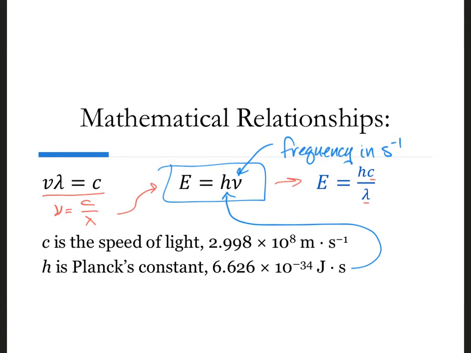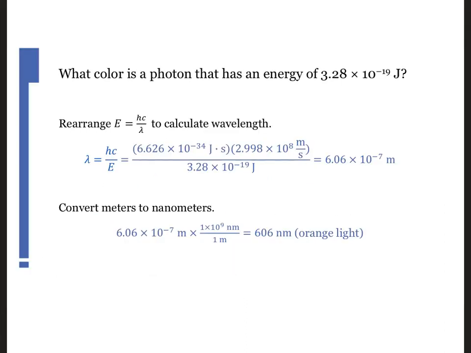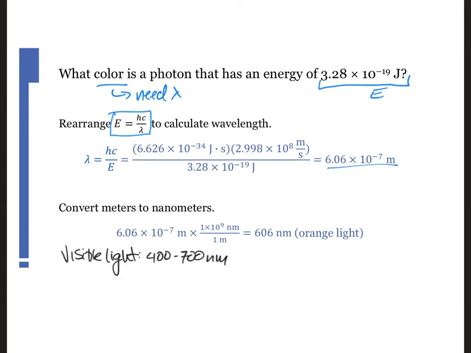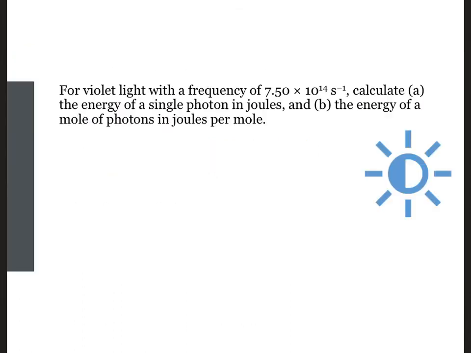Let's try some examples. What color is a photon that has an energy of 3.28 times 10 to the negative 19th joules? I'm given energy E, and I need to find the wavelength to determine the color. We can use E equals hc over lambda rearranged to find the wavelength lambda. We know that visible light has wavelengths in the 400 to 700 nanometer range, so we convert meters to nanometers. Referring to our textbook, this falls in the range of what would be considered orange light.